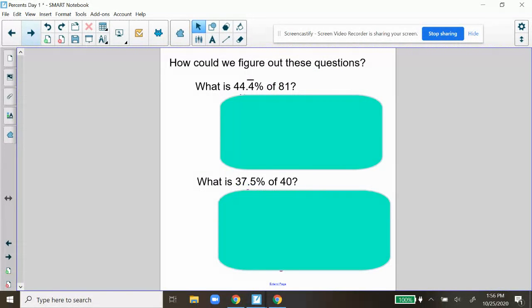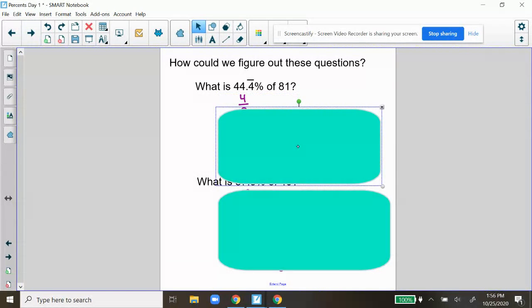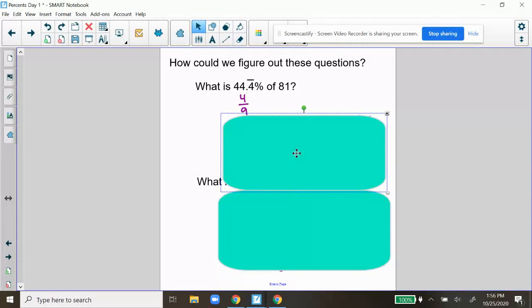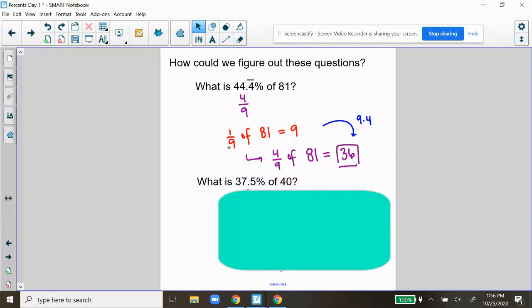So for example, what happens? Let's say that I'm asking you what is 44.4% of 81. Well, hopefully you remember that 44.4% is the same as 4/9, right? 1/9 was 11.1%, so this would be 4/9. Well, if I wanted to figure this out, I know I can easily find 1/9 of 81, and that's going to be 9. So 4/9 of 81 would be 36, because I'm taking that 9 and I'm multiplying it by 4.